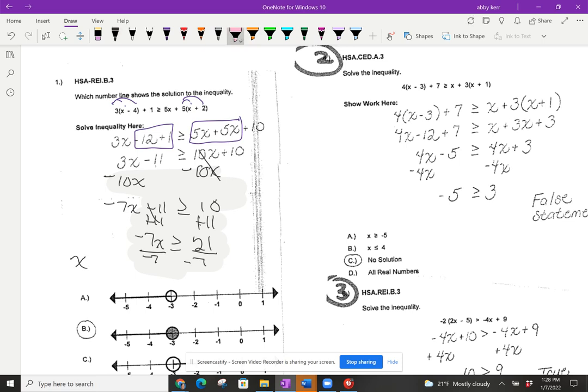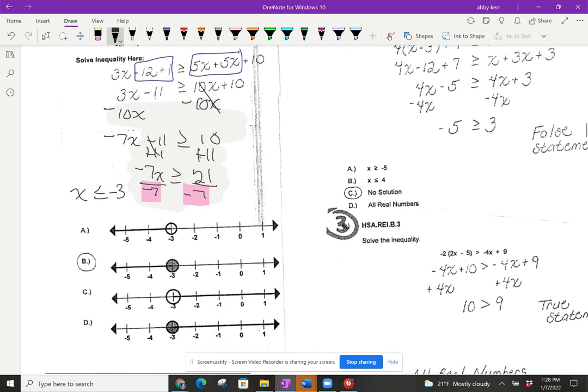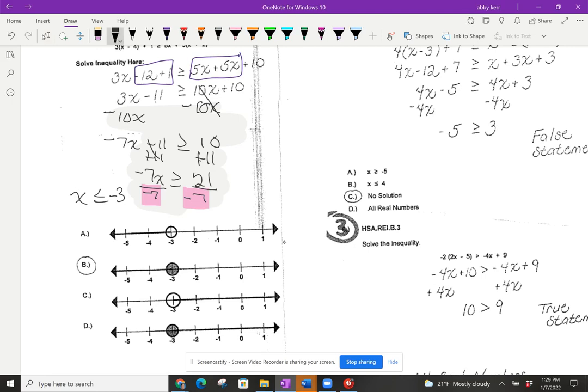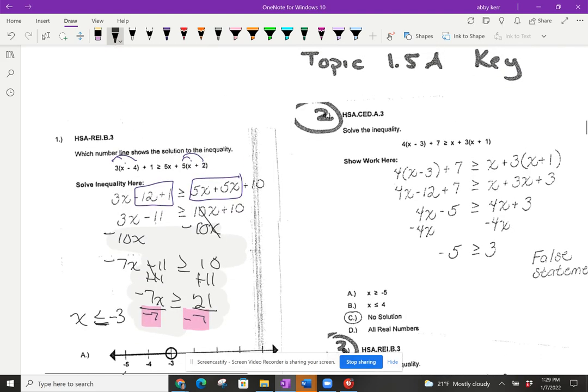So notice that I'm dividing by a negative. When you divide by a negative, you have to flip to less than or equal to. So the arrow is pointing this way. It has an equal sign, so that's why it's a closed dot, and then going to the left.